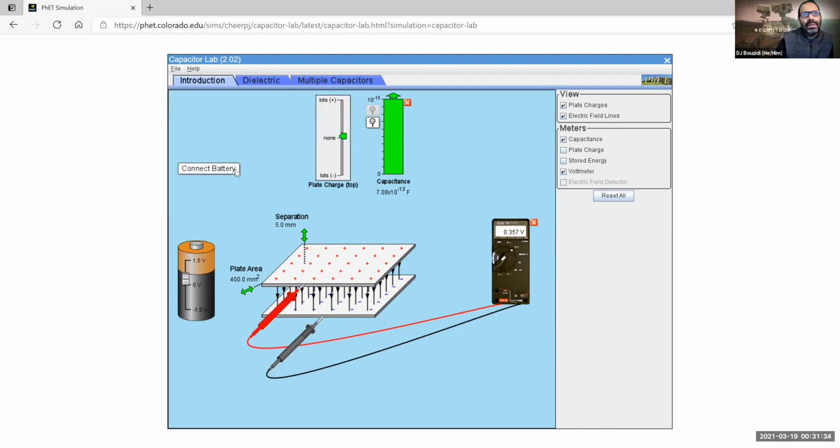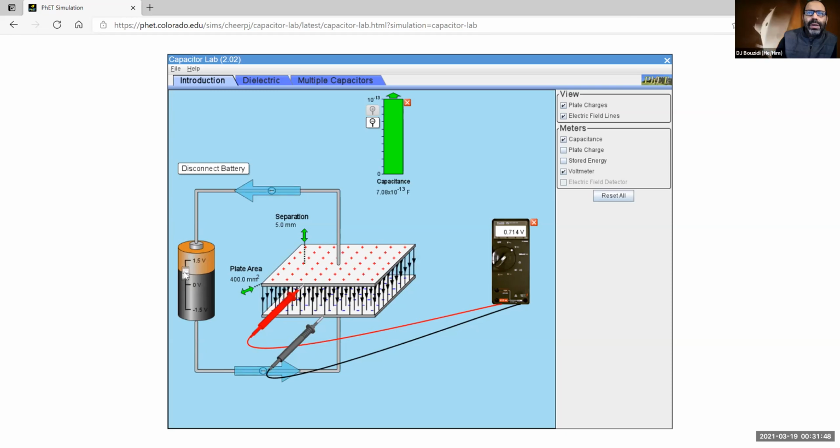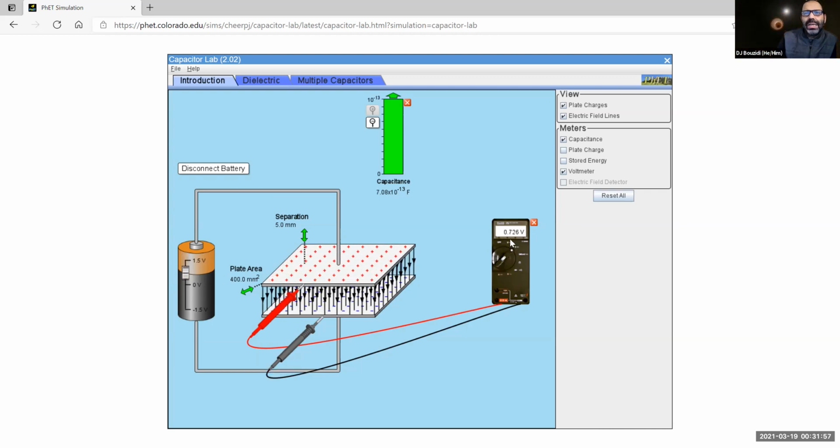You can disconnect the battery. What is this one in here? I've never seen this one. No, connect the battery, never mind that. Use the battery. So again, you can have more and more voltage, all the way to 1.5 volts. If you're curious to find the voltage, just bring a voltmeter like I did in here.